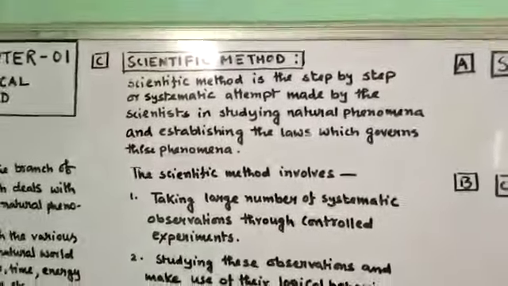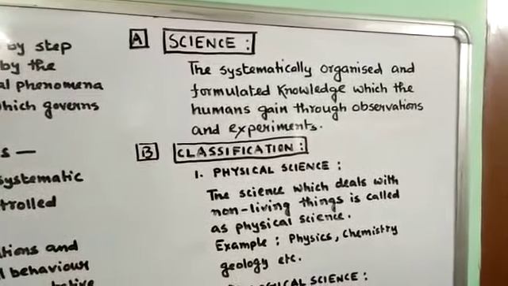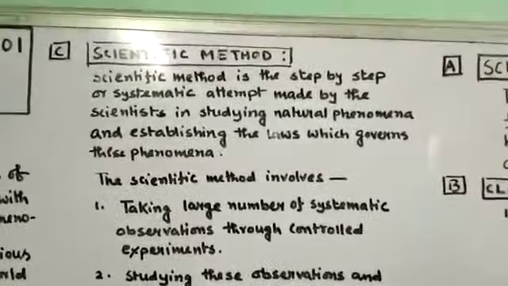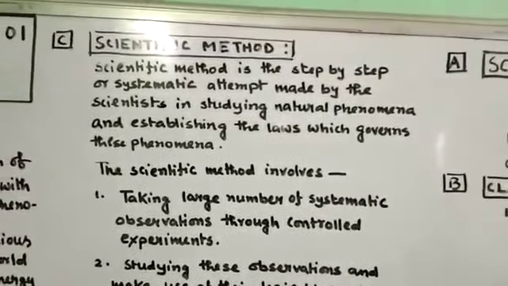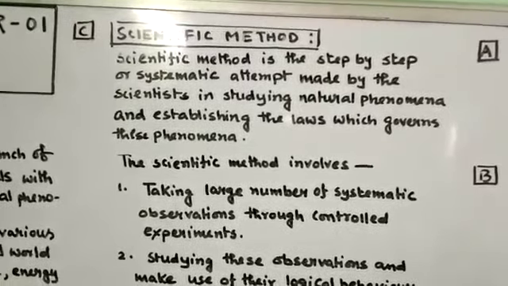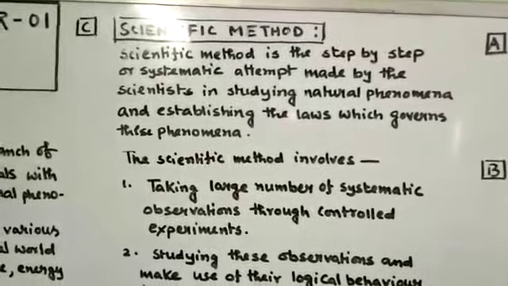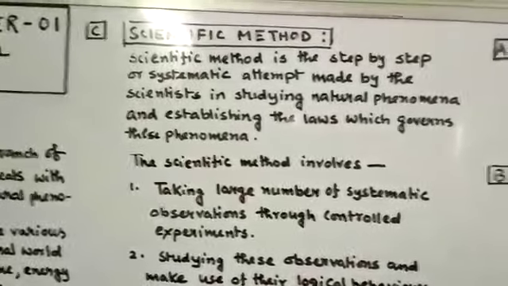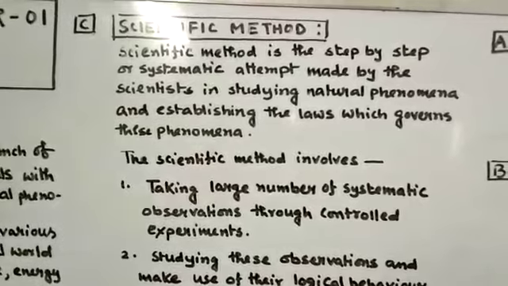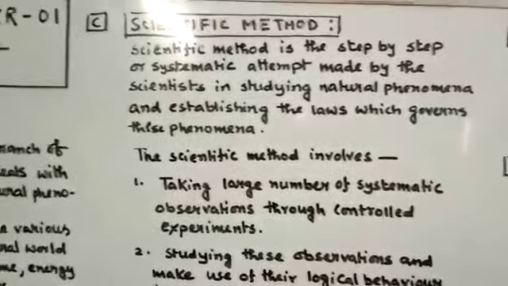Scientific method. Now what is scientific method? Here already we have defined, this is an organized knowledge. Science is your organized knowledge. So in scientific method we will try to explain this organized knowledge. Now in scientific method, you see what we have written. Scientific method is the step-by-step or systematic attempt made by the scientist in studying natural phenomena and establishing the laws which govern these phenomena. Okay.